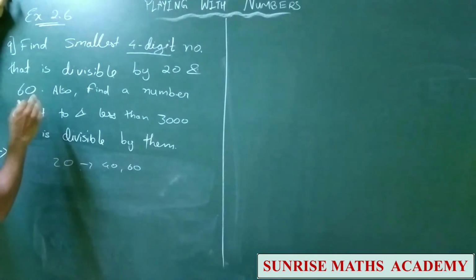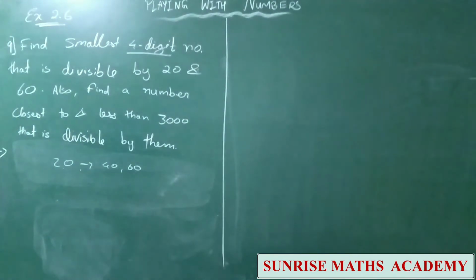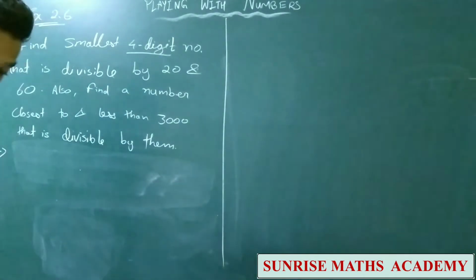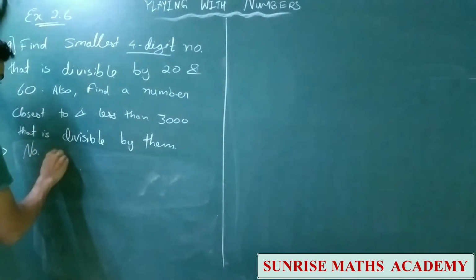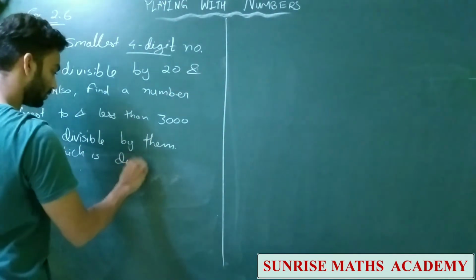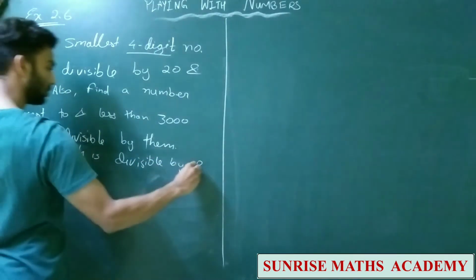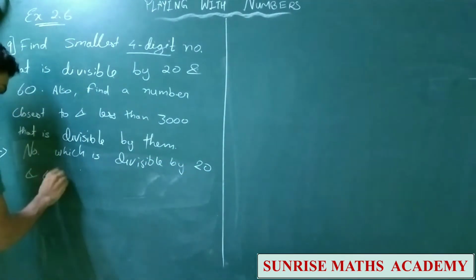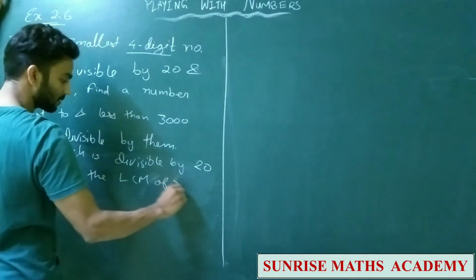Same with if you take 60, 60 की जो multiple है वो 60 से divide होगी. So I have to find a number which is divisible by these numbers. So we have to find the multiple, means we have to find the LCM. So first thing we can understand from this is we have to find the LCM of 20 and 60.